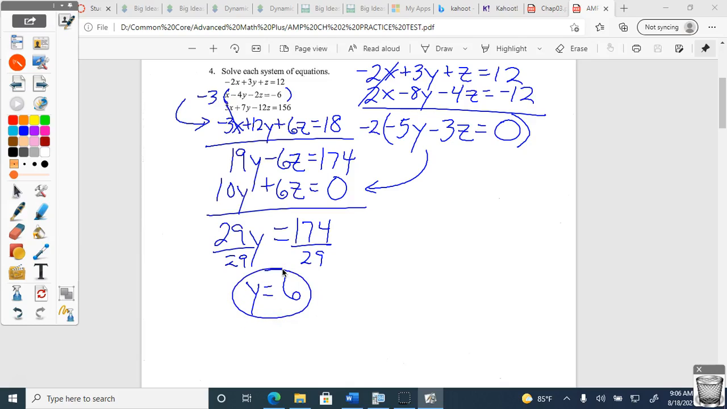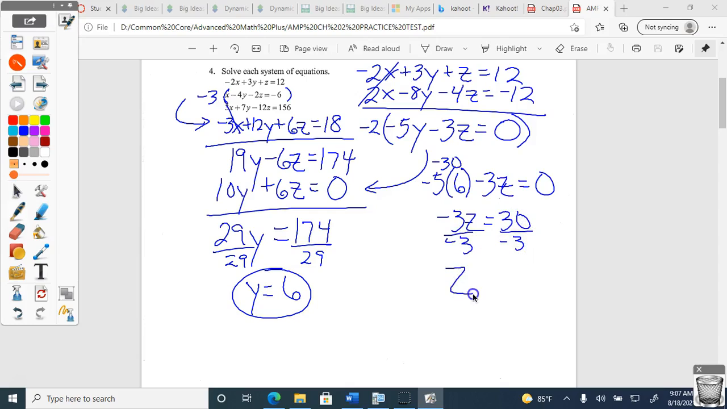And then we just work backwards from all our work. I have room under this one, so this is the one I'm going to use to find z. That's literally the only reason I'm using this equation, because I have room. So -5 times 6 minus 3z equals 0. That's -30. So if you add that over, you get -3z equals +30. And divide by -3. Z is -10.